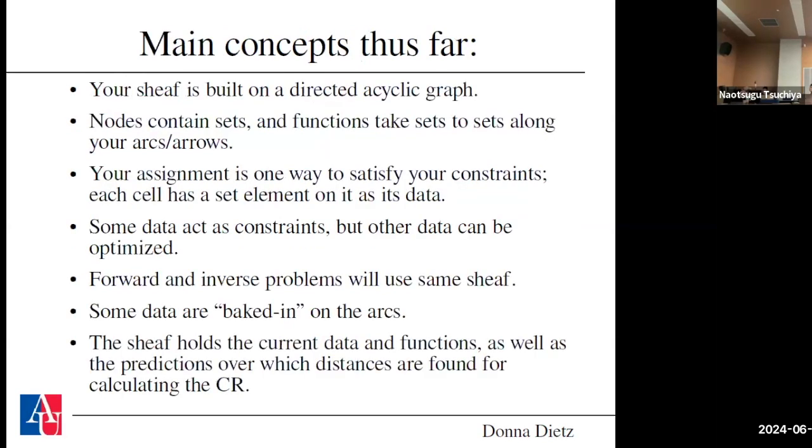Okay, so the summary concepts for the slides: your sheaf has to be built on a directed acyclic graph. The nodes contain sets. Functions take sets to sets along your arcs. Your assignment is one way to satisfy your constraints. Each cell has a set element on it as its data. Some data act as constraints, but others can be optimized. Forward and inverse problems use the same sheaf. Some data are baked into the arcs. The sheaf holds the current data and the functions, as well as the predictions over which distances are found in order to calculate the CR. And that is it.